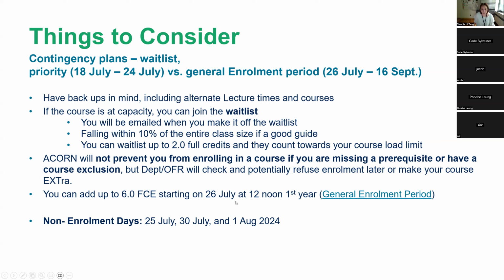Okay. So starting in the general enrollment period, which is the 26th, that is also the day that you can add up to 6 courses. Okay. In the first round, you're only allowed to enroll up to 5 and no more than 2 waitlist courses. But on the 6th day, you can add another one. So if you want to secure checking out another course, you can go ahead and add it. Okay.